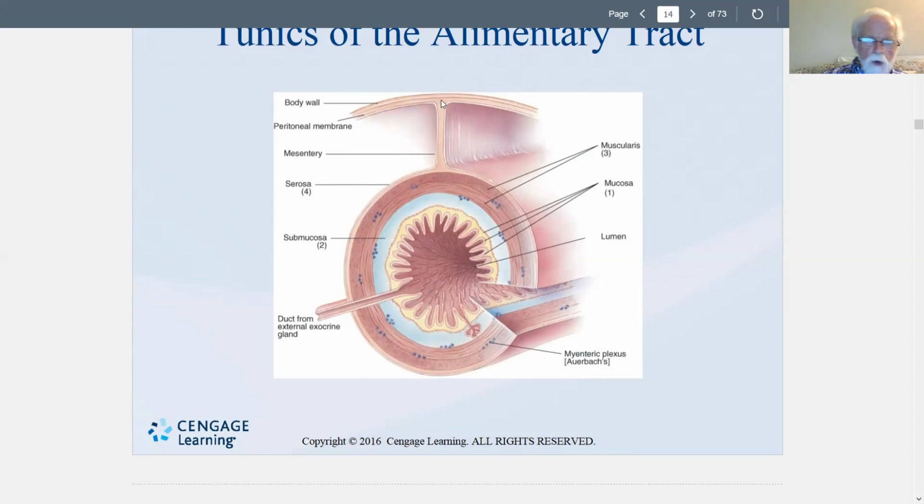We have a wall, which is the body wall, and we have the mesentery, a series of connective tissues that holds these tubes in place. We have the muscle layer, okay, and we have the outer layer known as the serosa. So mucosa, submucosa, muscle, and then the outer layer, the serosa.